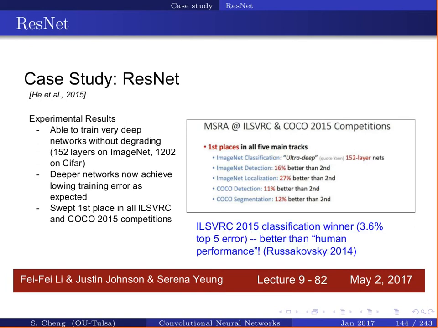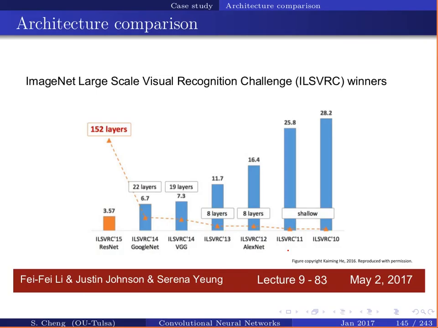And 3.6%, as I mentioned, is actually better than human performance. Of course, that is the performance of one human, Andrej Karpathy. So if you have an ensemble of humans, maybe you can gain more. But I don't think people have a data set for that.